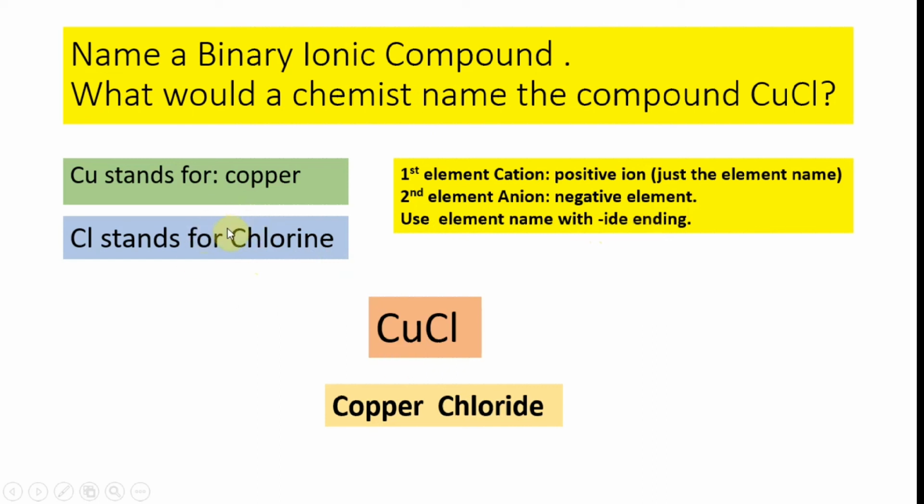So what is the root of the word chlorine? Oh, all those spelling classes that you have received before, it is chlor, right? Until here, C-H-L-O-R, chlor. And then I'm going to take out this part and add IDE. So it's going to become chloride. Copper chloride is the name for this binary ionic compound.